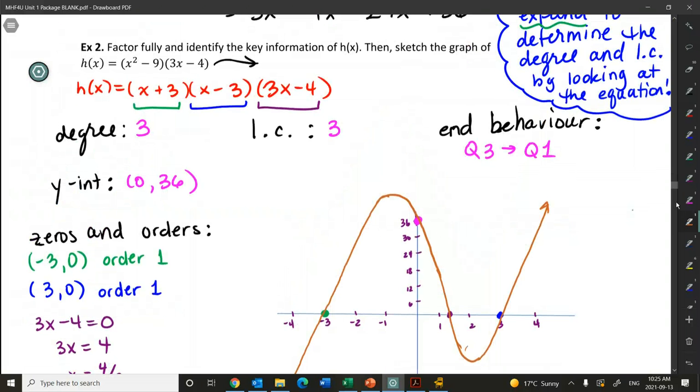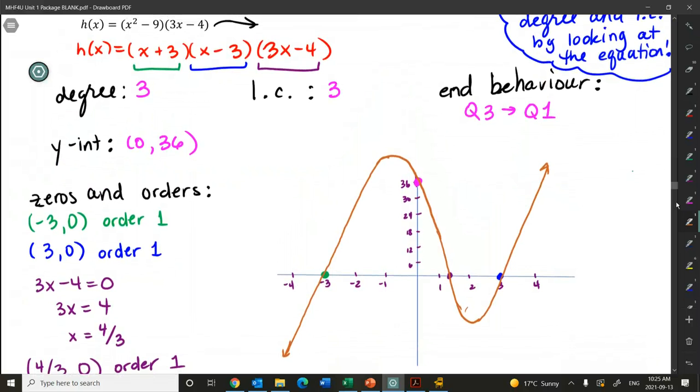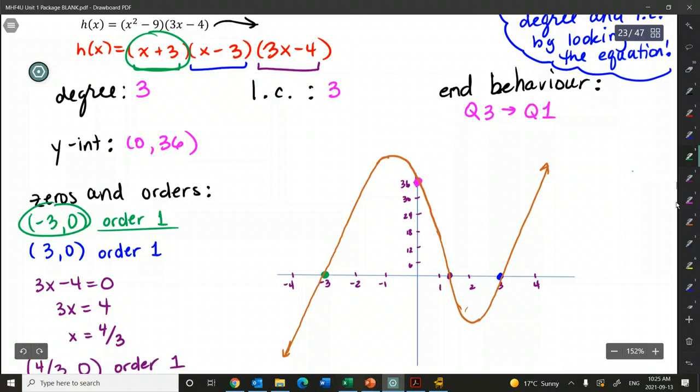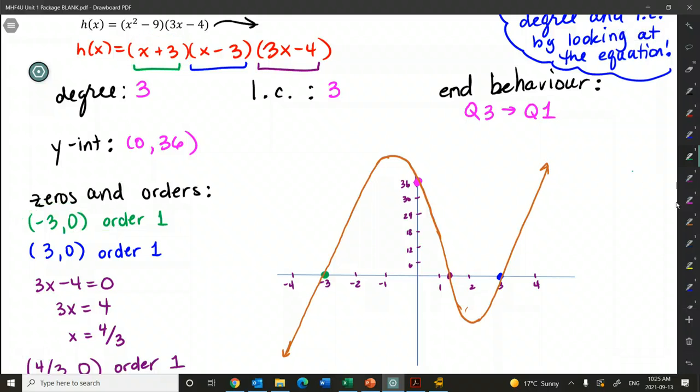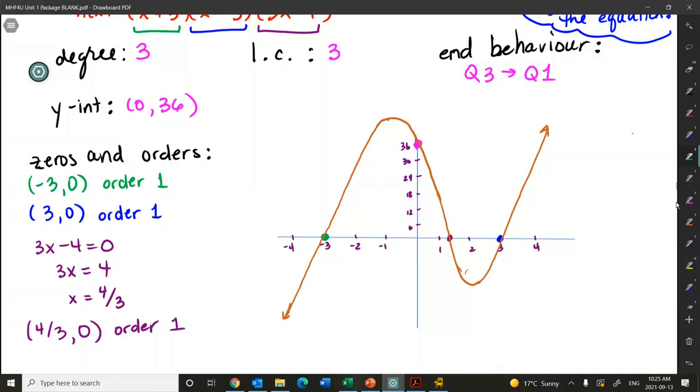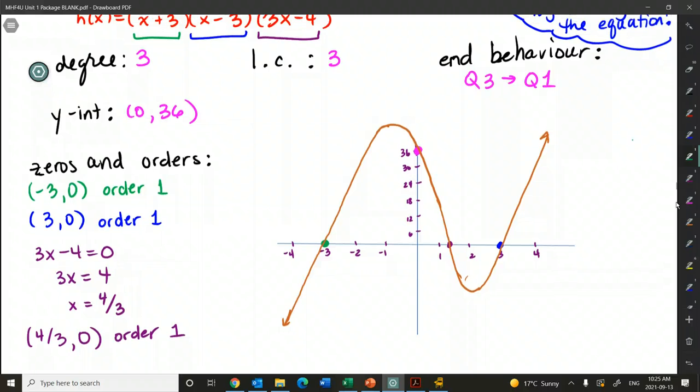Okay, so just as a recap for the video here, we're looking at each of the brackets to determine the zeros and the exponent on that bracket to determine the orders. So we found negative 3, positive 3, and if we set 3x minus 4 equal to 0 and solve, we get 4 over 3. This is also order 1 because of the exponent. And now that we've filled in all this info, we plot and then just sort of connect the dots of everything that we've found.